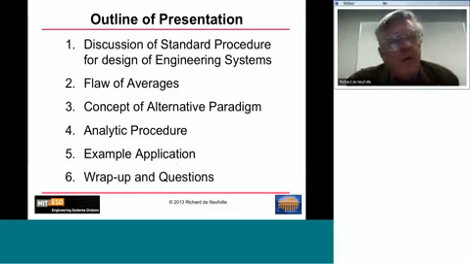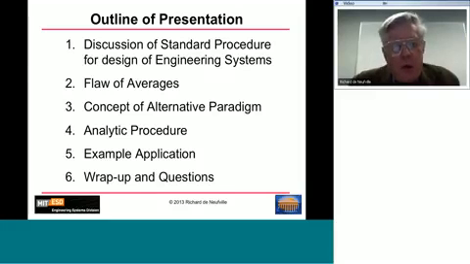So here is the outline of the conversation I'd like to have with you over the web. First, I want to put in the context of the standard procedure for designing engineering systems and point out why we might need something different, why there's a desire for a change in paradigm.